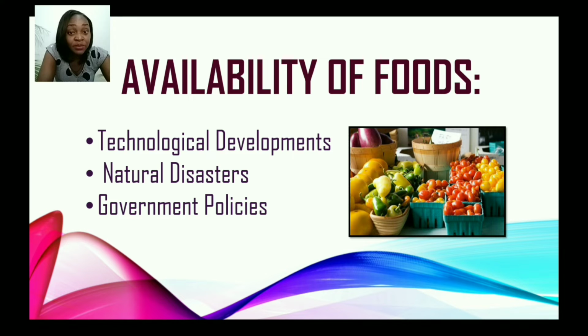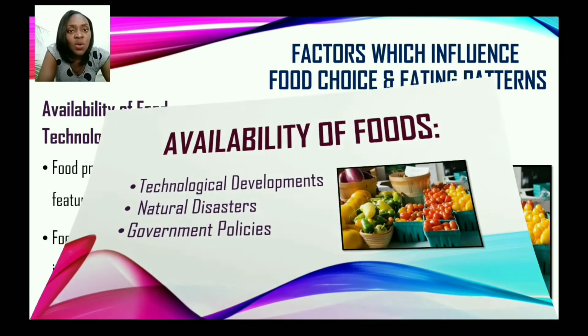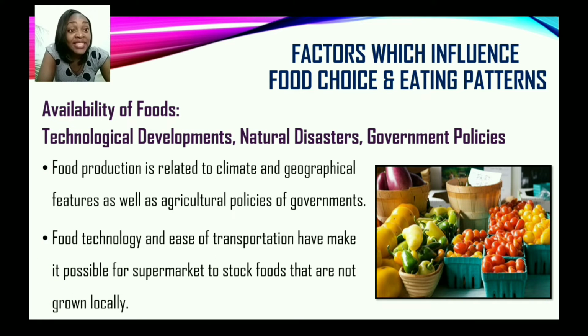Now, availability of foods. What affects the availability of food? So we speak of technological developments, natural disasters, and also government policies. Good. Now, food production is related to climate and geographical features, as well as agricultural policies of the government. So you may find out that food may not be available based on natural or man-made disasters. So there may be floods, there may be hurricanes. Whatever the case may be, it may affect the production of food.